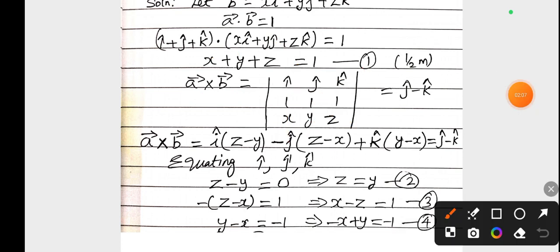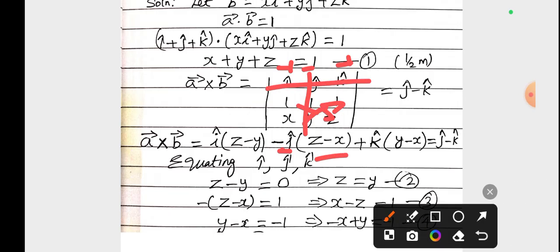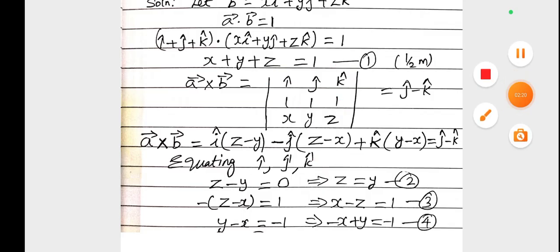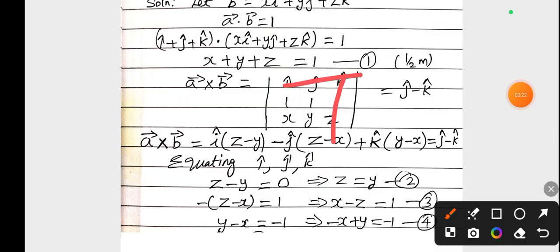Then minus j, since the signs alternate plus minus plus. So minus j, now 1 into z minus x. Then plus k, y minus x.